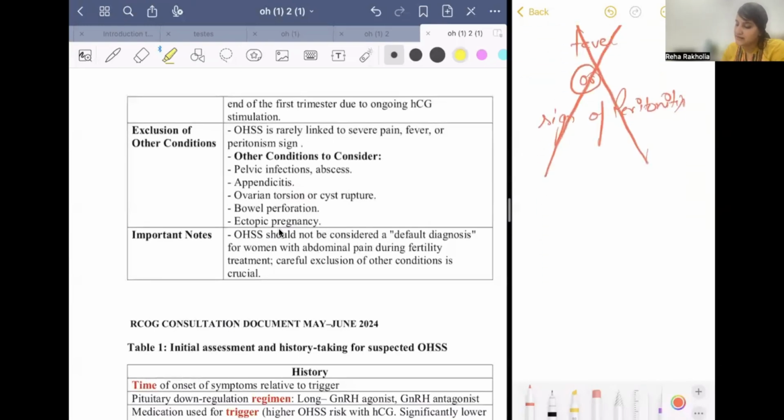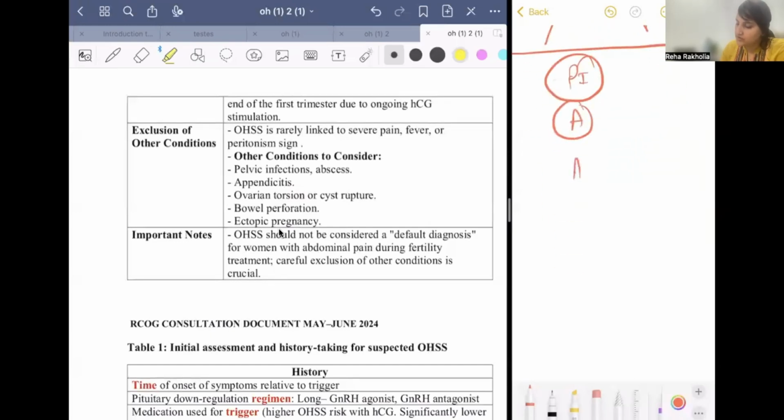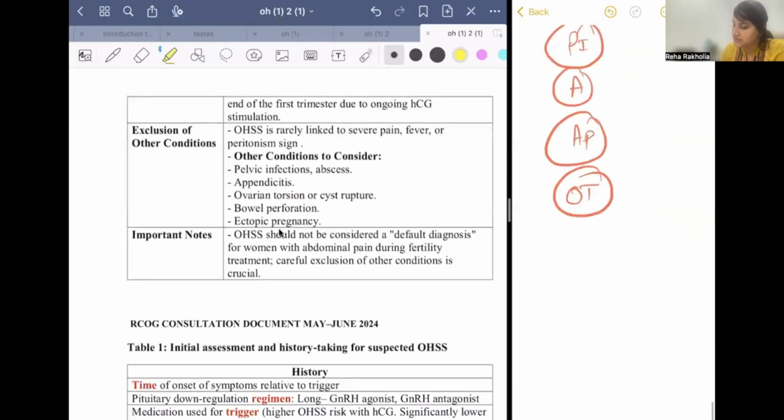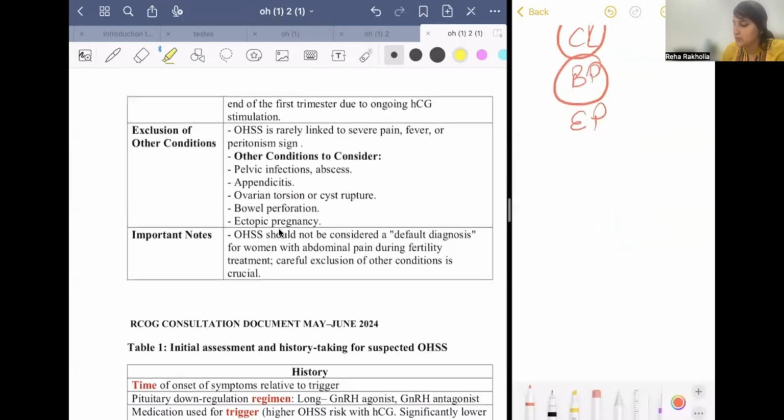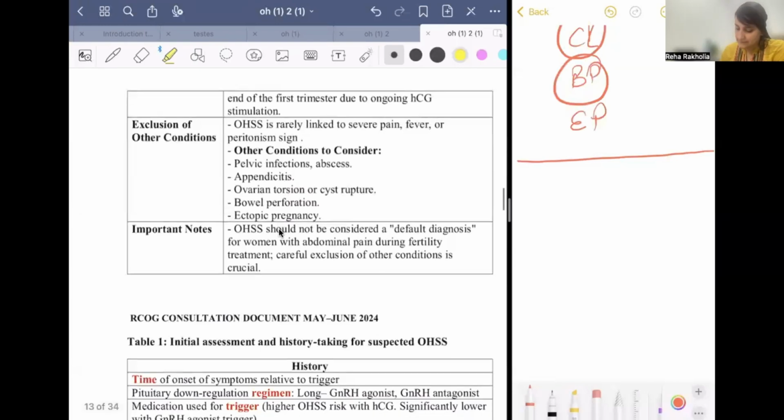So differential diagnoses include pelvic infection, abscess, appendicitis, ovarian torsion, cyst rupture, bowel perforation, or ectopic pregnancy. Importantly, OHSS should not be considered the default diagnosis for women presenting with abdominal pain during infertility treatment, and other conditions must be ruled out.